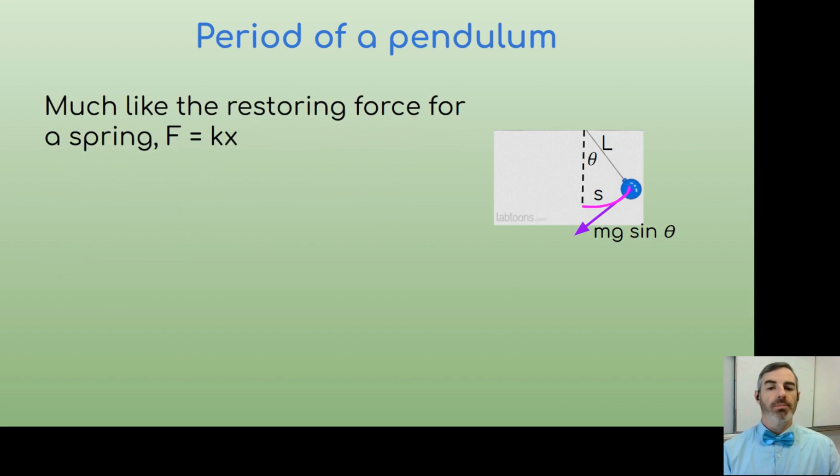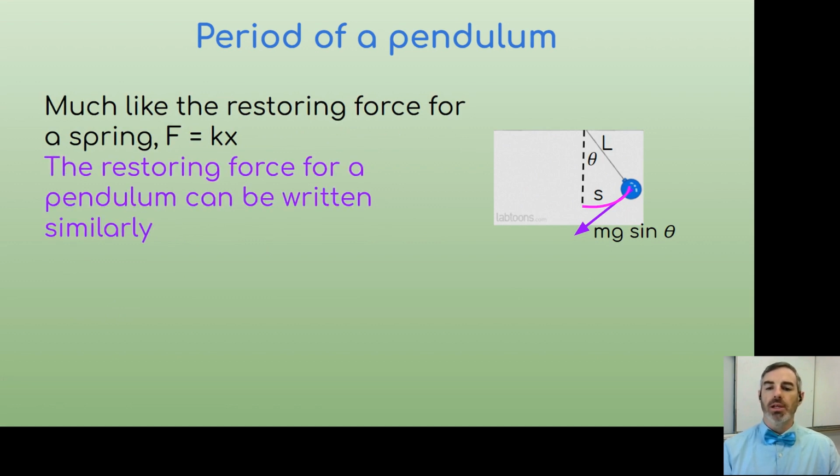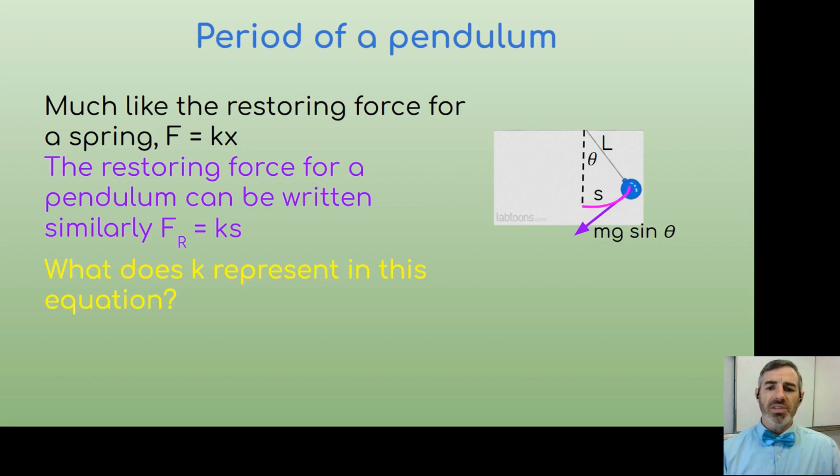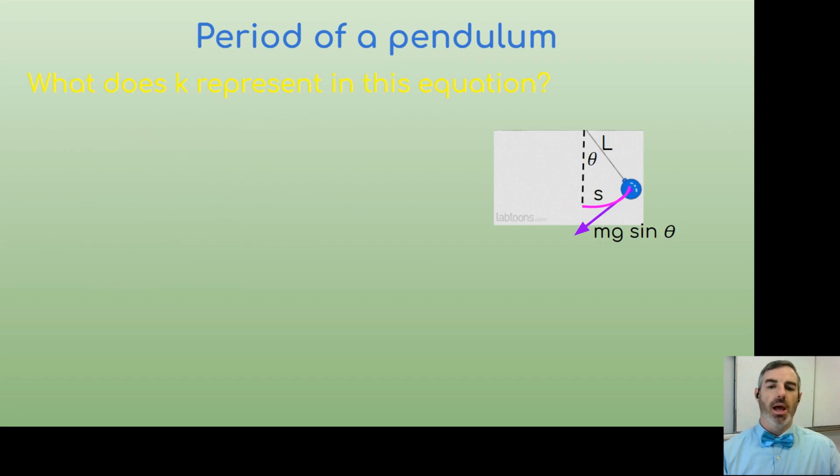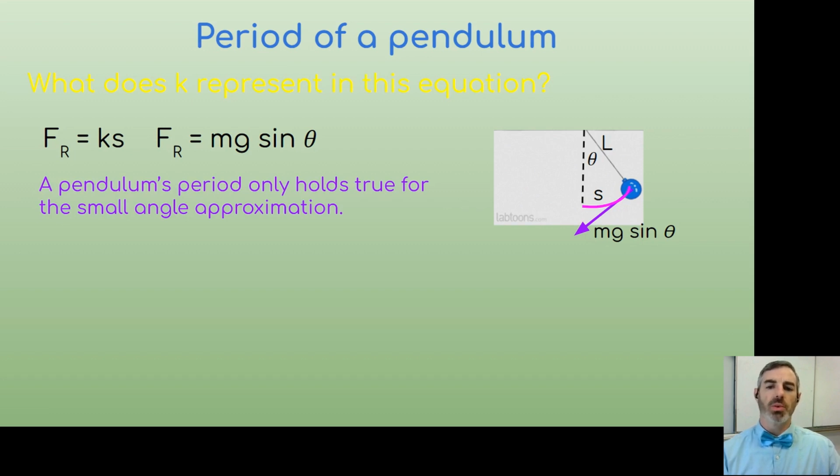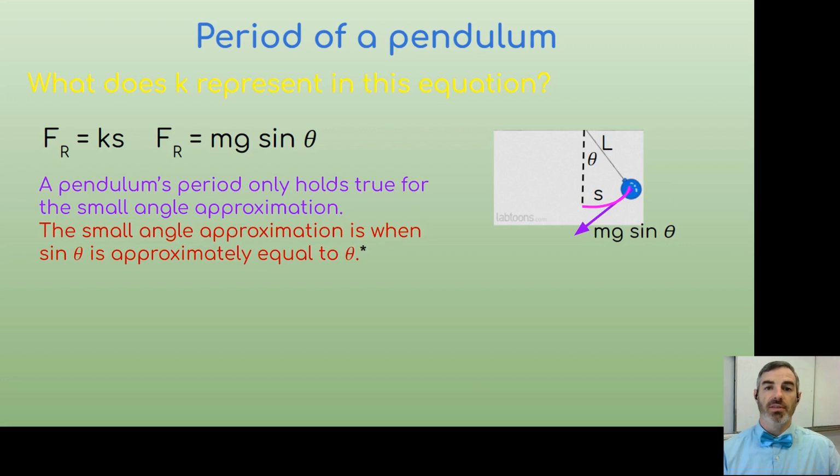So much like the restoring force for a spring, which uses Hooke's law, F equals kx, the restoring force for a pendulum can be written similarly as the restoring force equal to some constant times s, the arc length, the distance from equilibrium. So what does the k value represent? We know the restoring force is that constant times s, but the restoring force is also mg sine theta. Now, the pendulum period equation breaks down at larger angles, so we have to keep a small angle. We're going to use what's called the small angle approximation: sine theta is equal to theta itself, in terms of radians. If I take the sine of a small angle in radians, it equals the angle itself. Knowing that, we can simplify our equation to mg theta, because sine theta is approximately equal to theta.